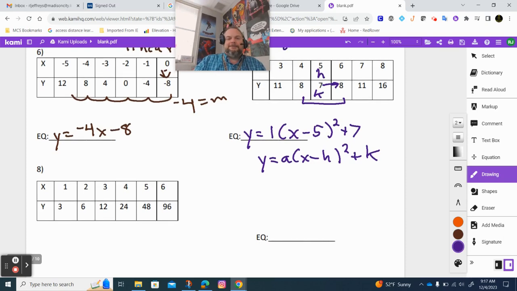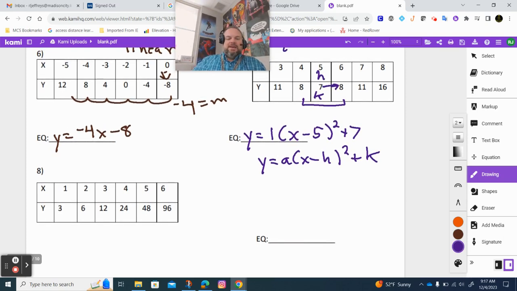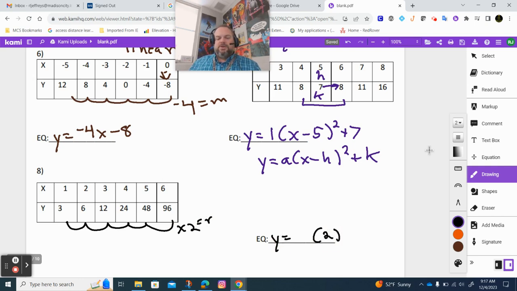All right. And number 8. All right, let's look at our y values. This goes 3, 6, 12. Yeah, we're multiplying by 2. This is another exponential. This is our r value. So 2 is going to go in the parentheses.